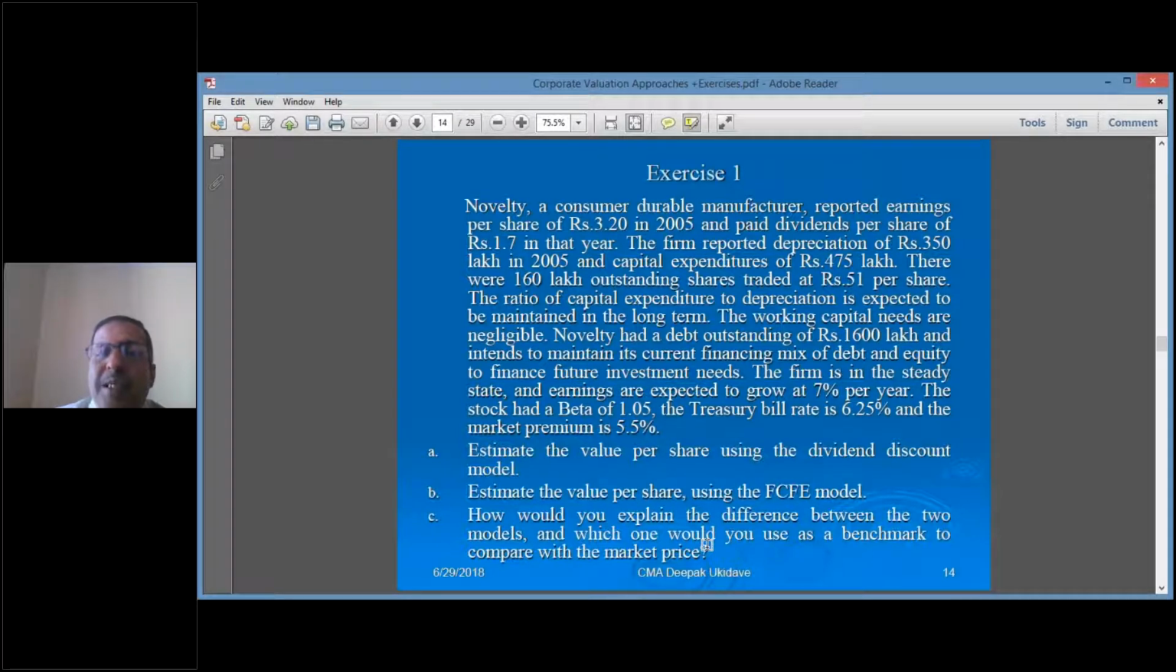So even if first and second part you don't get, third part you can write that value of the share is more reliable if it is calculated on the basis of DCF technique, particularly FCFF and FCFE, and not dividend discounting model. Value which is reflected in dividend discounting model is based on dividend declared, whereas free cash flow is cash generated from business.